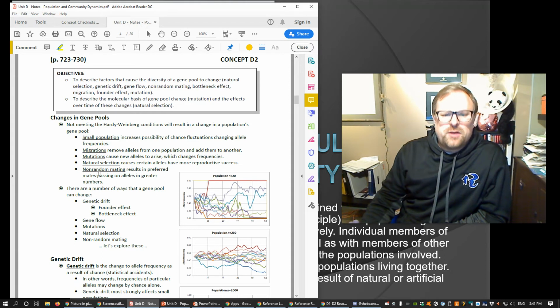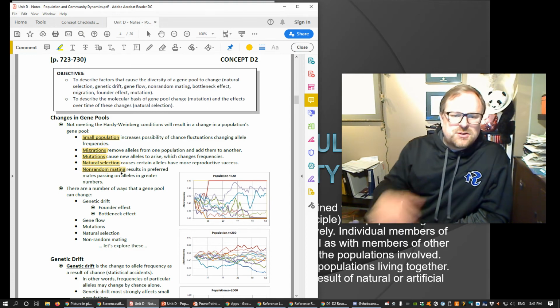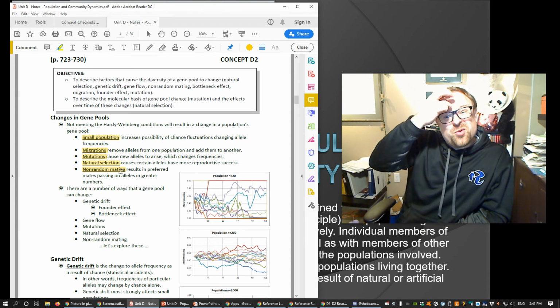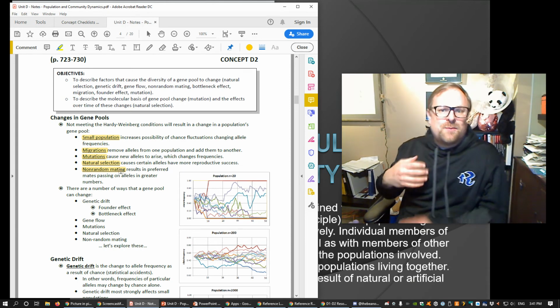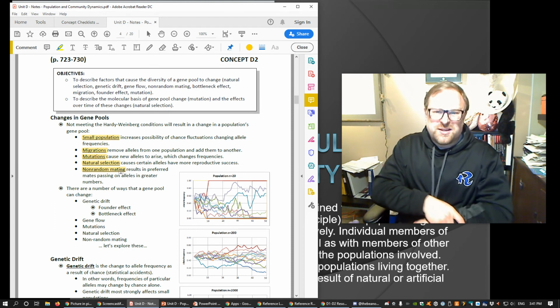So in real life, IRL, as the kids like to say these days, what happens if we have a small population? What happens if there is migration? What happens if there are mutations? What happens if there's natural selection? What happens if mating is non-random? And let me explain that one quickly. Non-random mating means we actually select mates. And you know what? Nature does that a lot.